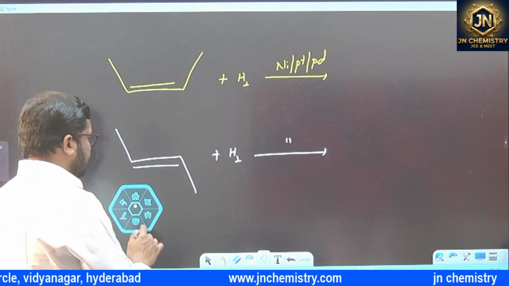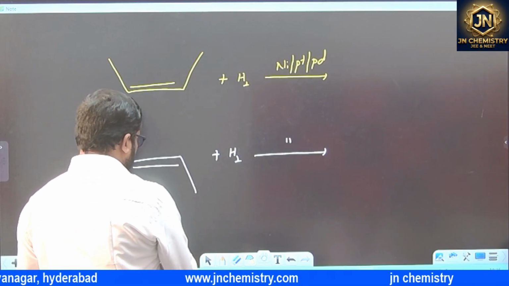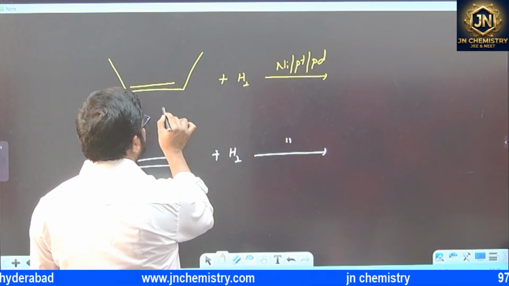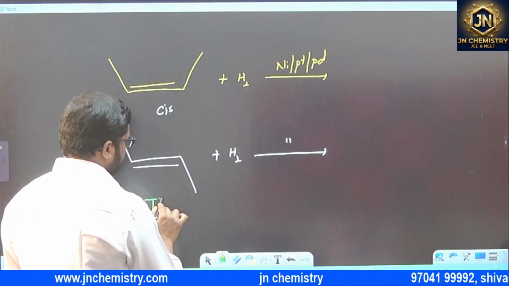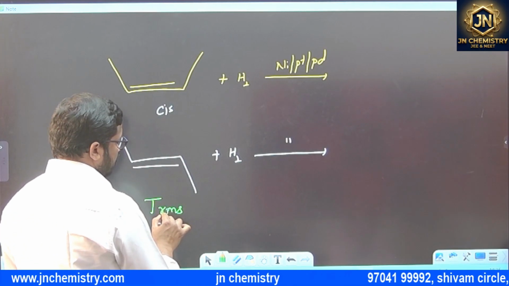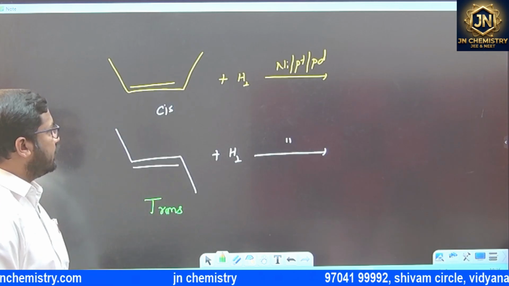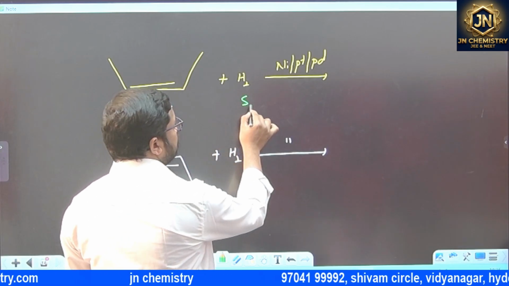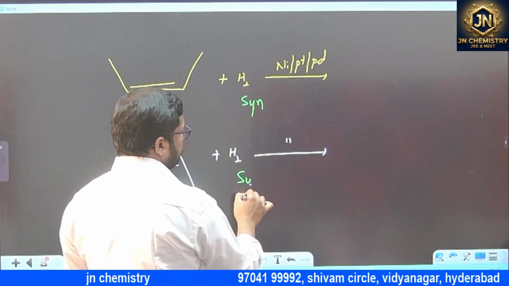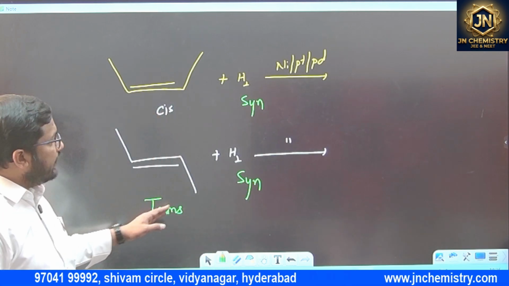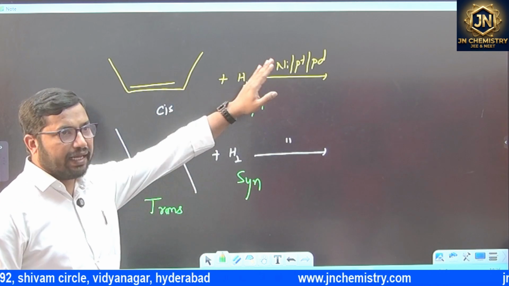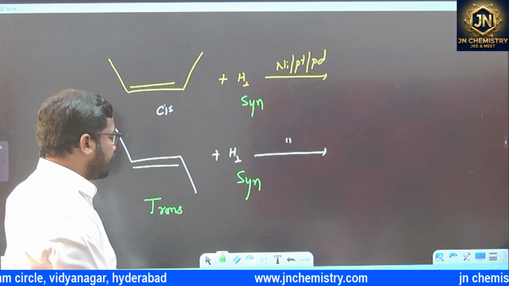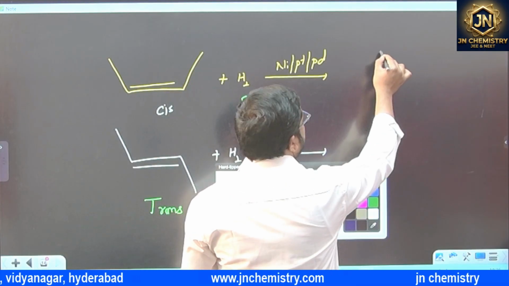I told you cis. Hello, this is cis, right? This is trans. Cis and trans. This is which addition? Syn addition, anti addition. In addition, the product is either meso or racemic mixture.